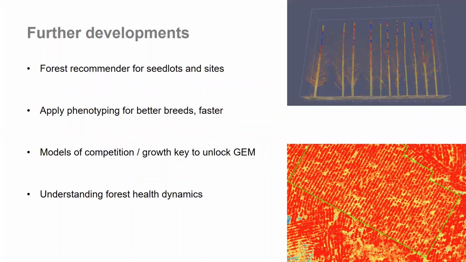And looking forward, we're working on developing a recommender from the area-based work to match seed lots to sites using the information from the estate that the machine learning methods have analysed. We're applying tree-level phenotyping to help develop better breeds faster. And then models of competition and tree growth are proving critical to unlocking the puzzle of genetics by environment by management. And we're also interested to take further the initial results we had on understanding forest health dynamics.